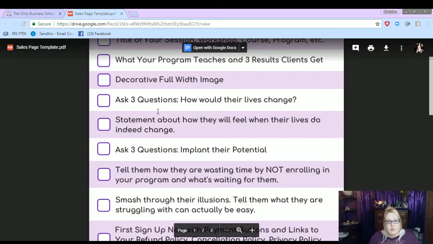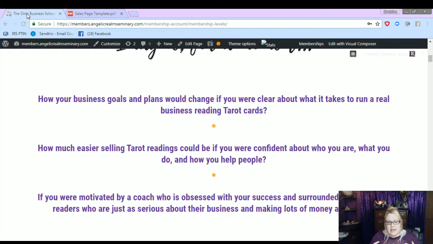And then you want to go into asking three questions. How would their lives change? So in the beginning, they're saying, yeah, Christina, that would be nice and all, but how do I get there? When people are thinking about buying something from you that's going to teach them a process, some sort of transformational process, they don't know the steps that it's going to take them to get there, right? So you have to explain to them. Okay, so what are some things that we're going to be changing?